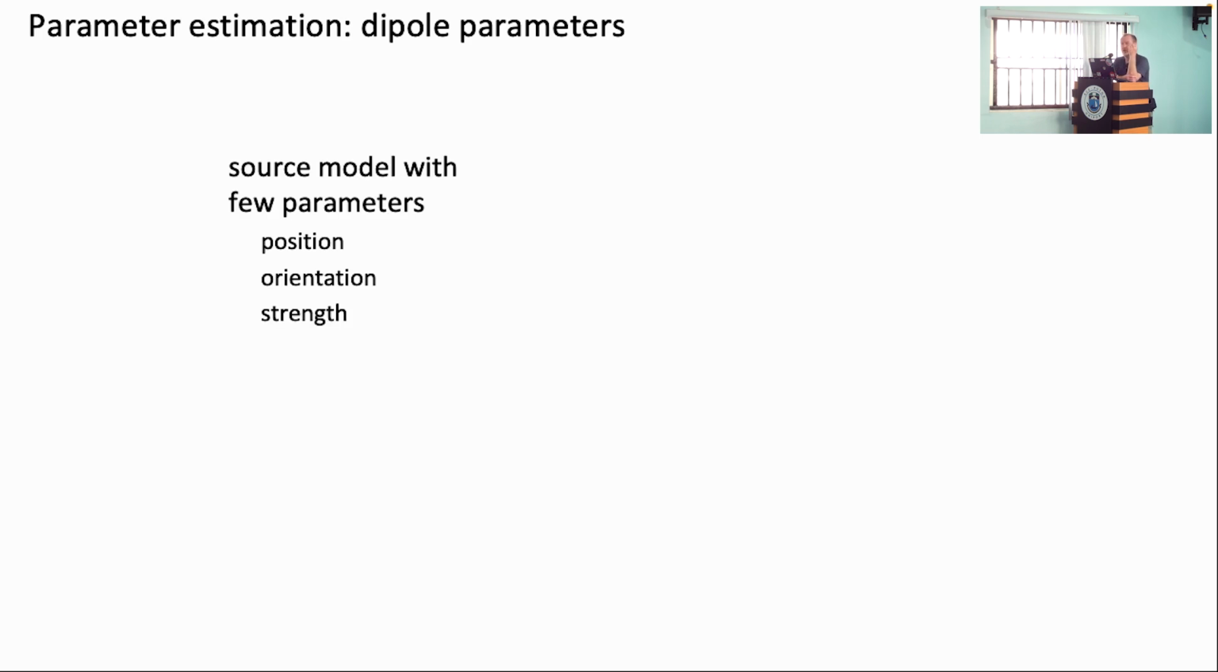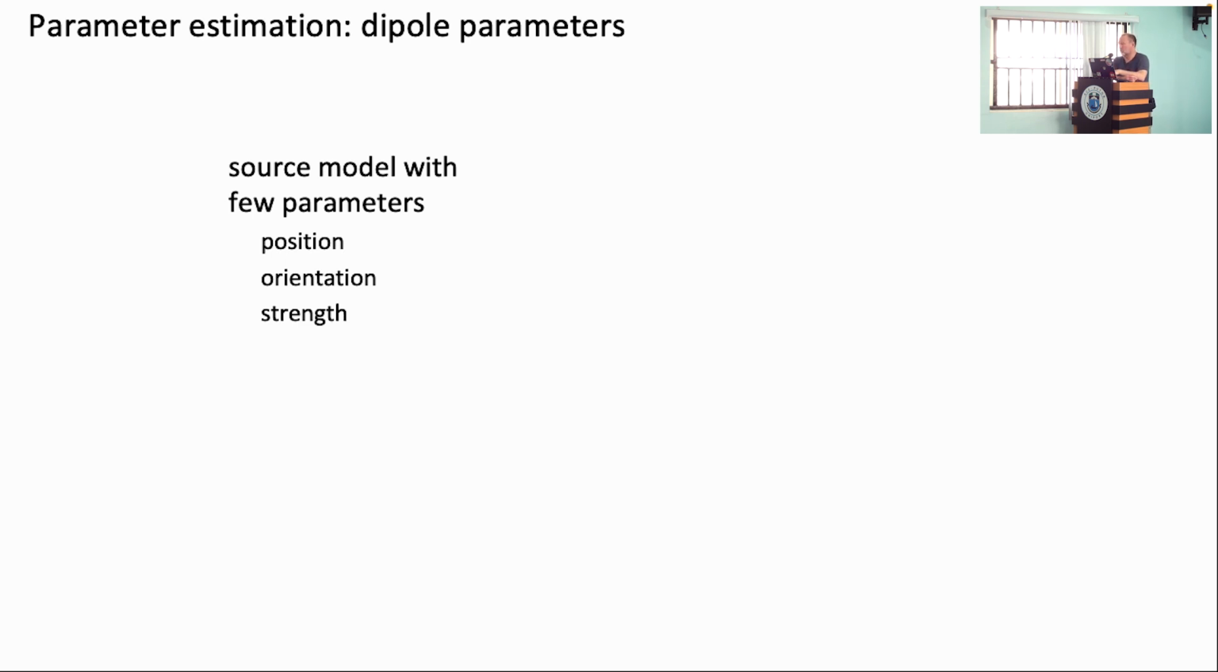In dipole fitting, we don't have a slope and an intercept, but we have a source model. And the source model has a number of parameters. One of the parameters is the position of the dipole. Another parameter is the orientation of the dipole, because the dipole is creating current, and if the dipole is in another direction, the current is flowing in another direction. And then the third parameter is the strength, like the amount of current that is generated by the dipole.